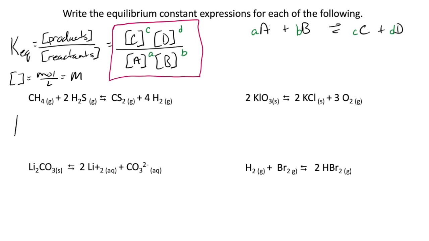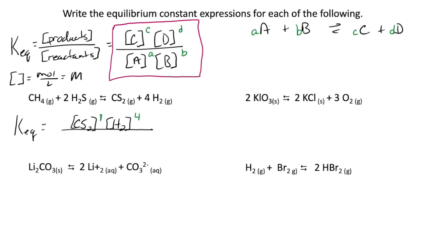So for this first one, the chemical equilibrium constant will be the concentration of our products, which is CS2 times H2, and we're going to raise each of those by its coefficient. Whenever we do not see a number, it's understood to be 1. But when we see a number, we're going to put that number as our exponent and raise only the element that that coefficient pertains to that power. So in this case, only the H2 is raised to the 4.